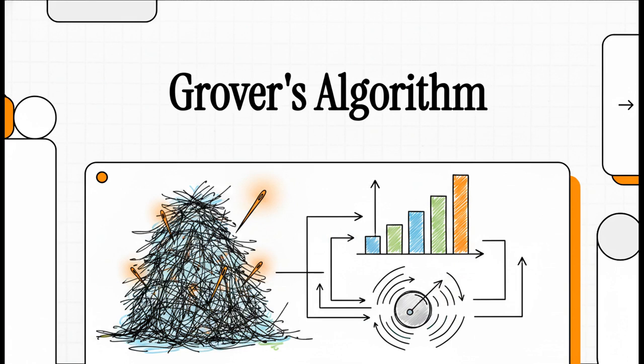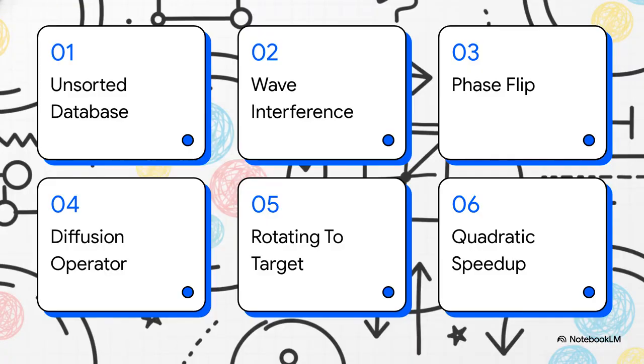But in the quantum realm, there's actually a way to manipulate the very fabric of probability to make that needle practically jump right out at you. We're going to explore the magic of amplification today, breaking down the exact mechanics of how quantum computers achieve what seems totally impossible. Okay, let's dive into this.